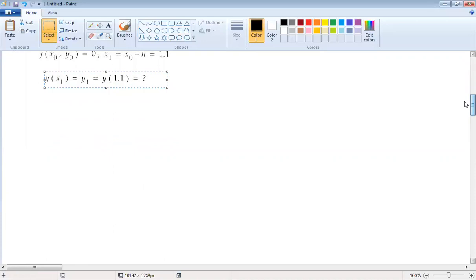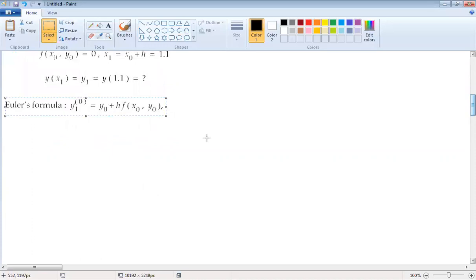So first we'll employ the Euler's formula to get the initial approximation value. So Euler's formula, we have y1 of 0 is equal to y naught plus h times f of x naught comma y naught. If we substitute the initial values, we get the initial approximation as 1, because f of x naught comma y naught is 0. The entire second term will become 0. We get only y naught and the value of y naught is 1.